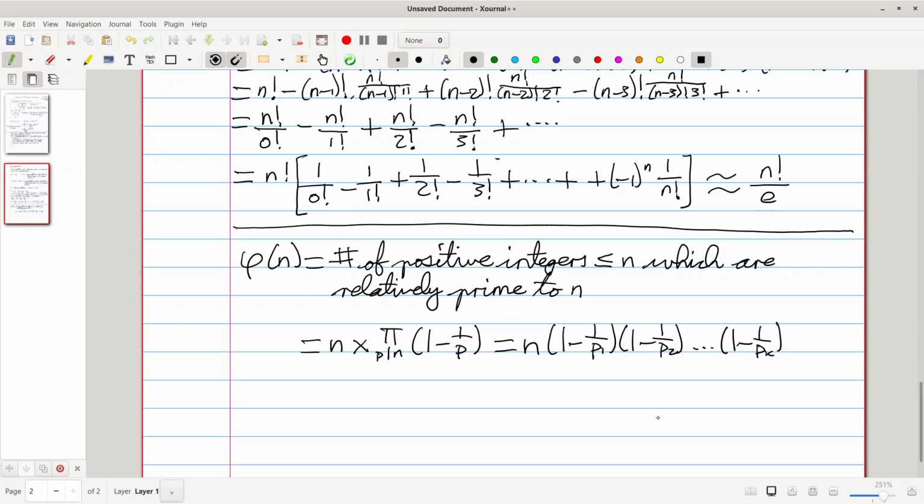If you multiply this big product out, you'll get a formula which is actually the same as what you would get if you use inclusion-exclusion principle to calculate this Euler phi function. So this I'm going to leave as homework. Use the inclusion-exclusion principle to calculate the formula for the Euler phi function. Good.